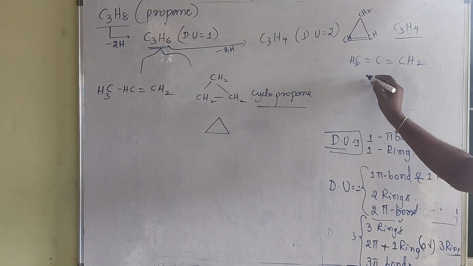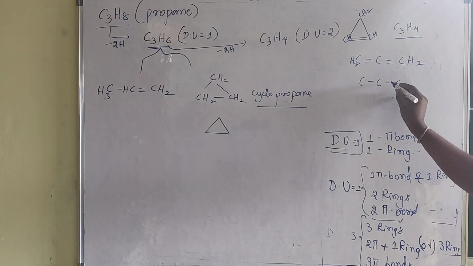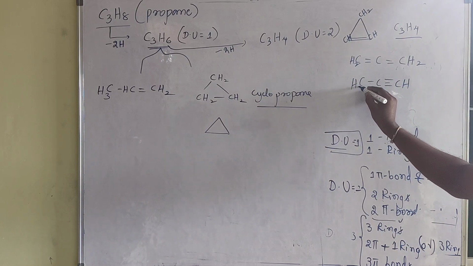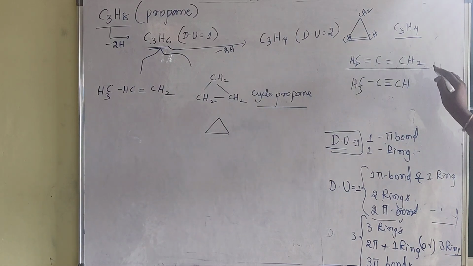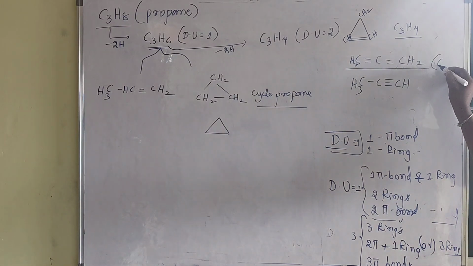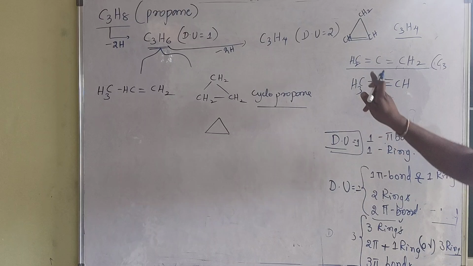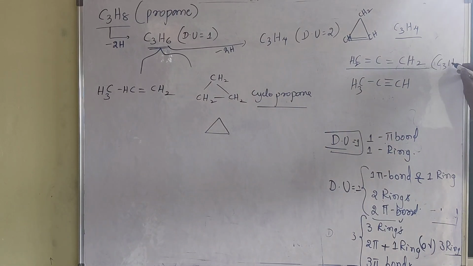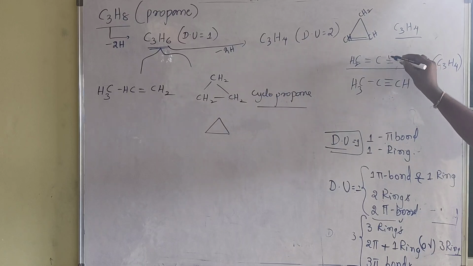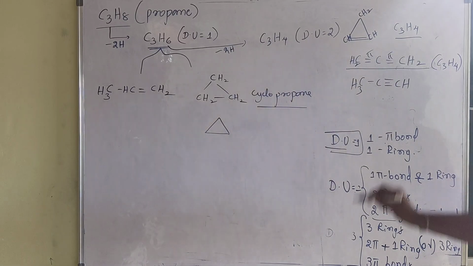Then one more is also possible, my dear students. Two pi bonds, with the two pi bonds, H, then CH3. So how many carbons are there in it? 1, 2, 3, C3. Hydrogens are how many? 2 here, H4, right? Then pi bonds are how many? Here one pi bond, then here one pi bond, right?